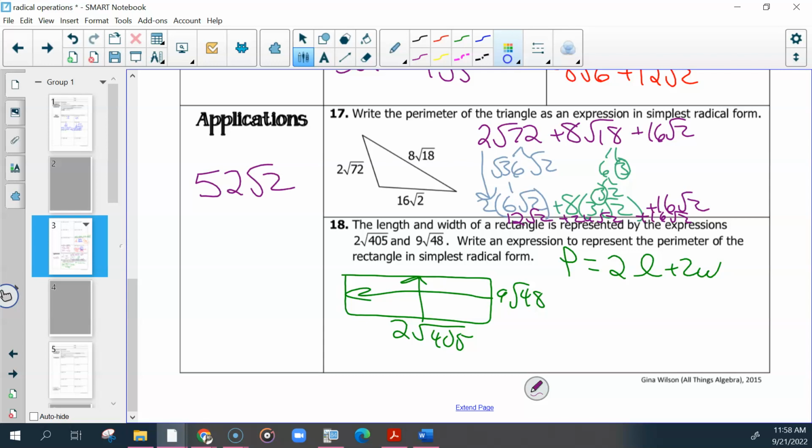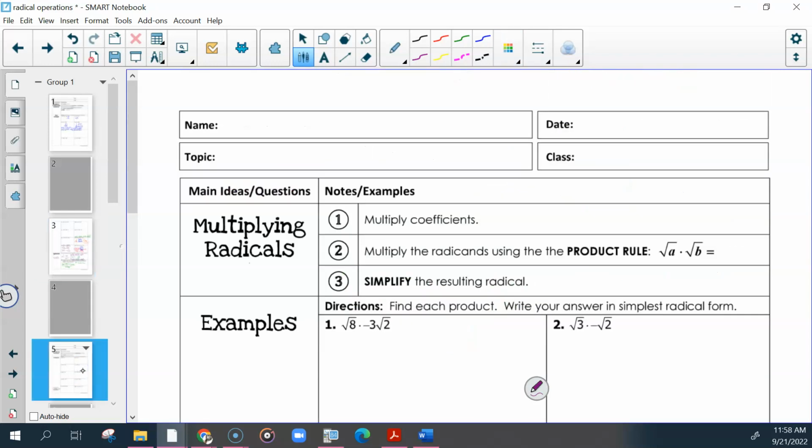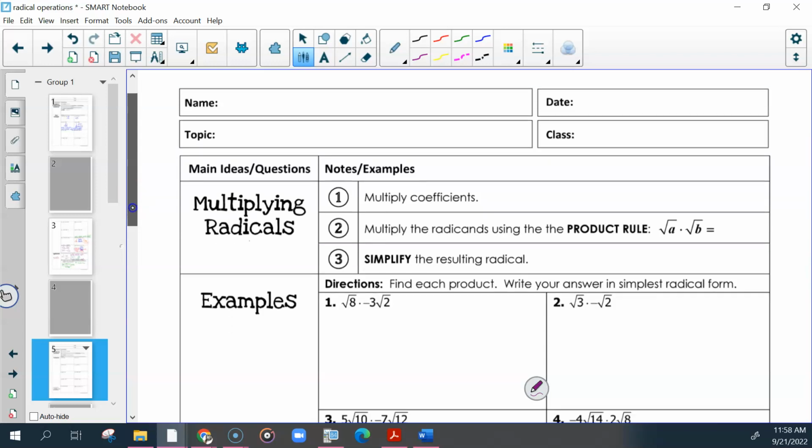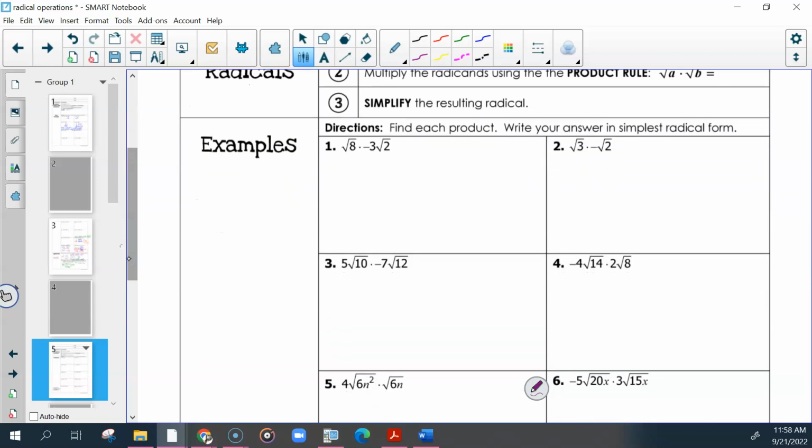Okay, we're going to switch gears and go from adding and subtracting to multiplying, where the rules change a little bit. Before, with adding and subtracting, they had to have the same radicand in order to combine them. Now that doesn't matter. Kind of like with fractions: when you multiply fractions, you do everything, but when you add and subtract fractions, you only do the numerator. So here, what you do is you take the outside pieces and multiply them together.